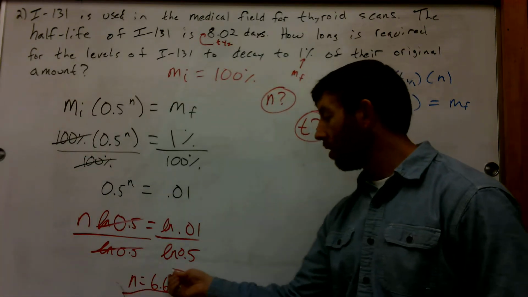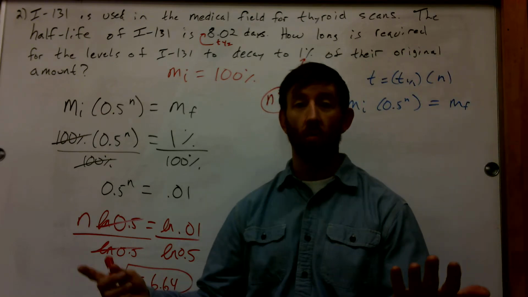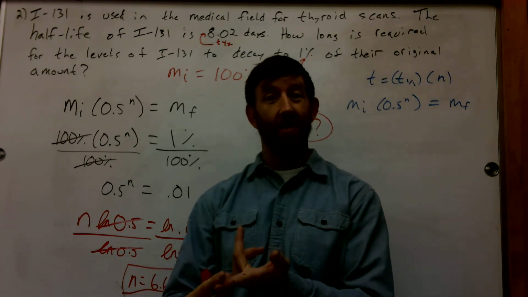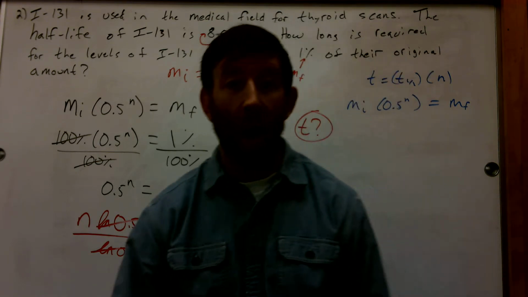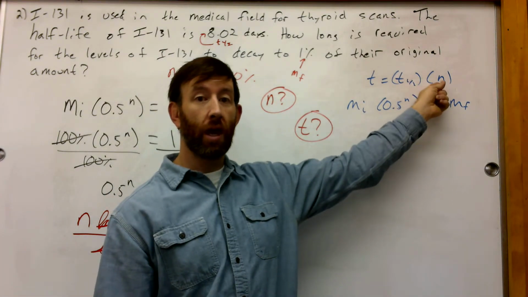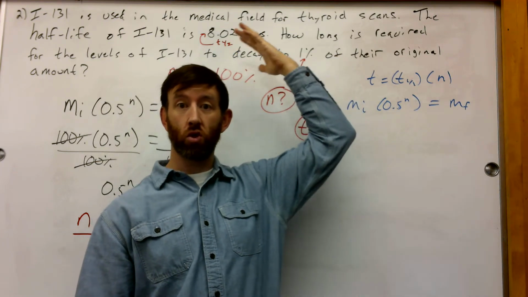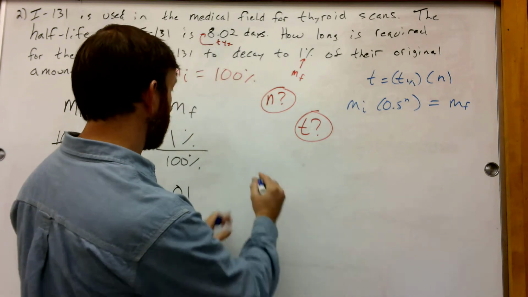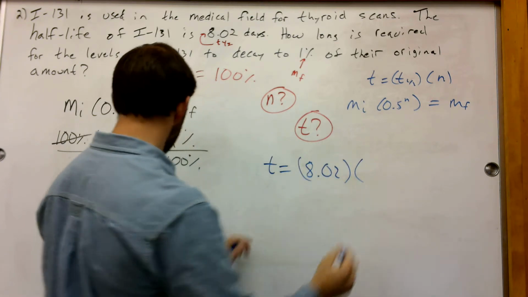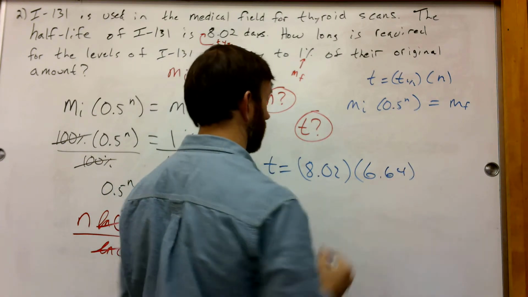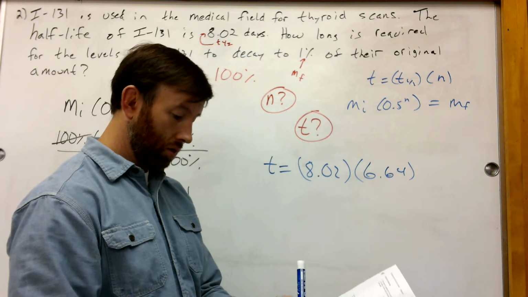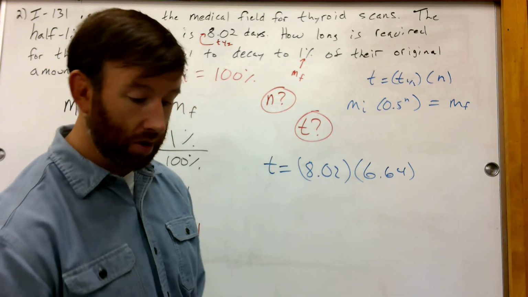Now I know my N value, but what am I trying to solve for in the question? I also need to solve for T. That's the actual number I'm trying to get to in the first place. I just had to find N first. So now that I know N, I can substitute it into the top equation. The age of that sample is equal to my half-life times N. Do I know my half-life? Yes, it's the 8.02 days. So T equals 8.02 times 6.64. When I plug that into my calculator, I get 53.2528.